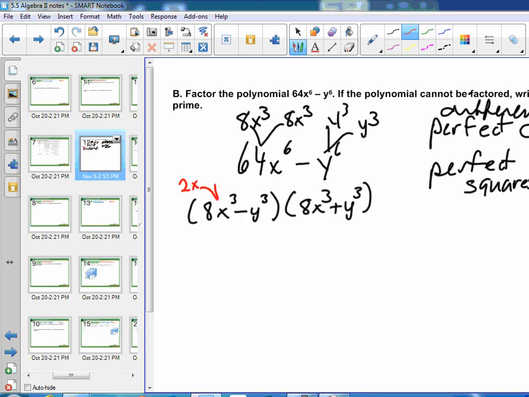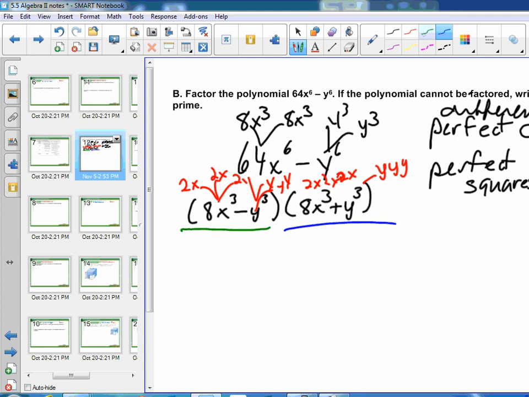This is 2x, 2x, 2x. This is y, y, and y. And same over here. We have 2x, 2x, 2x. And this is going to be y, y, and y. So we double bubble, and I'm going to do this in different colors. This one will be green, that one will be blue.